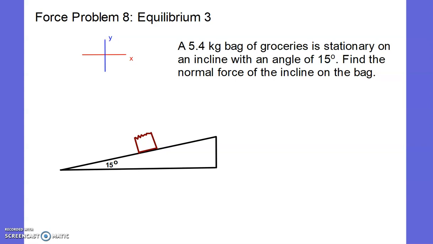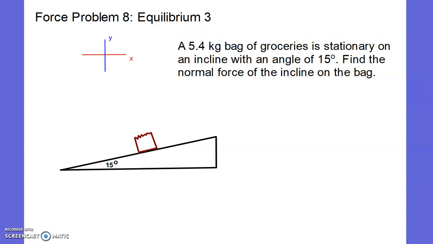In this problem, we have a 5.4 kilogram bag of groceries, and it's stationary on an incline with an angle of 15 degrees. We want to find the normal force of the incline on the bag. The reason the bag of groceries is not sliding down the ramp is because friction is preventing it from sliding. Since it is stationary, we know that this is static friction.